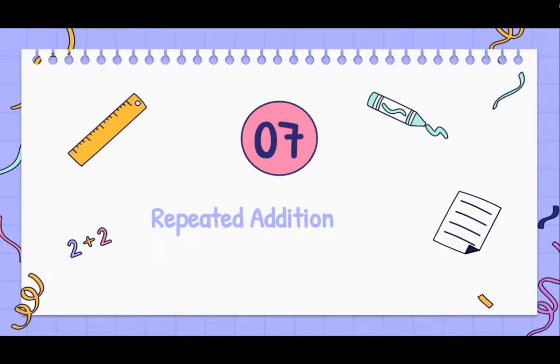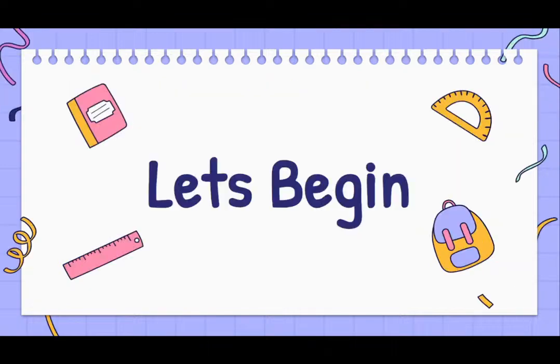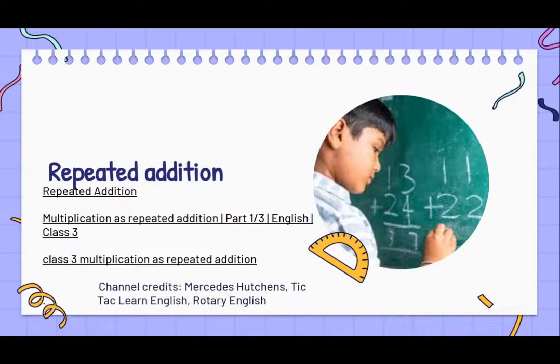Okay, so the first thing we're going over today is repeated addition. You're going to be learning adding the same number multiple times, like in groups or columns versus rows. So here are just a few introductory videos to get us started.